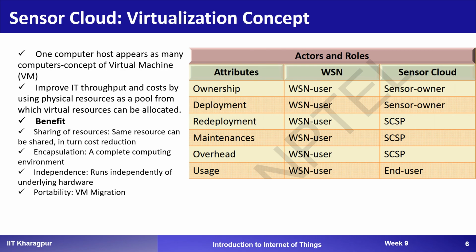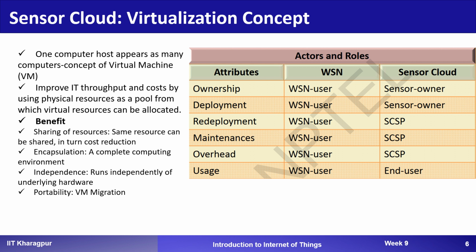So basically, in case of virtualization, a single resource can appear as multiple resources with the help of, or by using the concept of, virtual machines. So basically it improves the throughput and cost by using physical resources as a pool from which virtual resources can be allocated. Now, what are the benefits of using this virtualization concept?